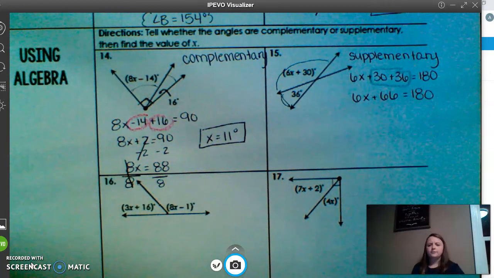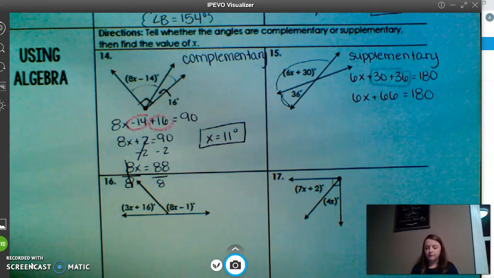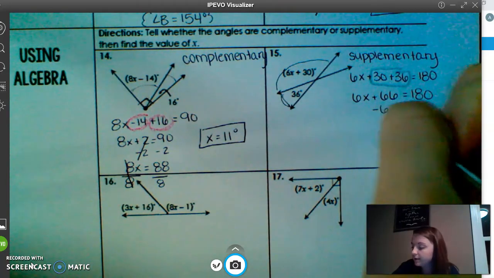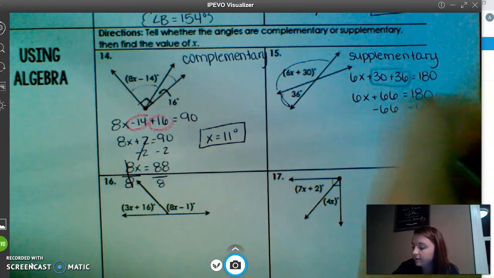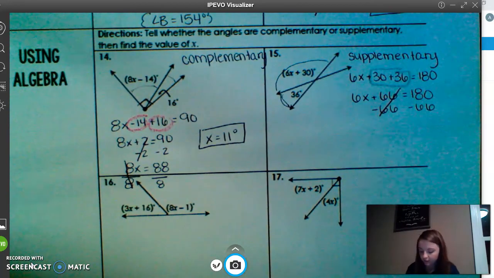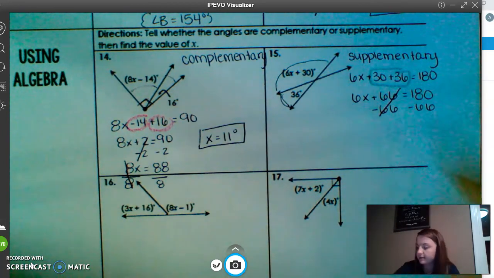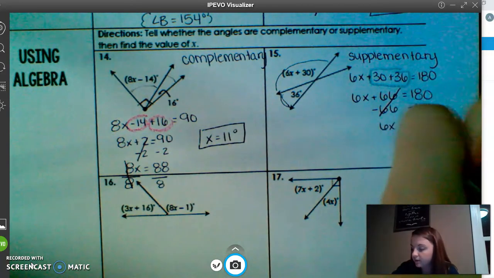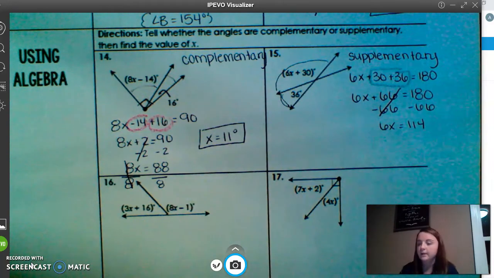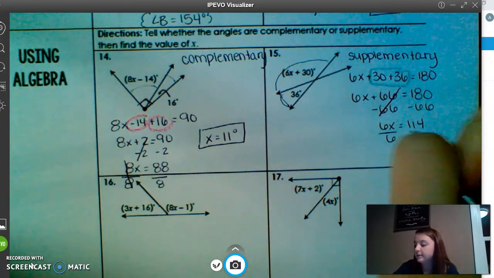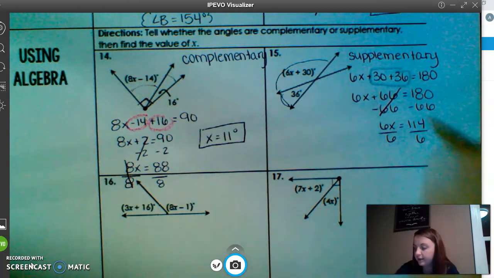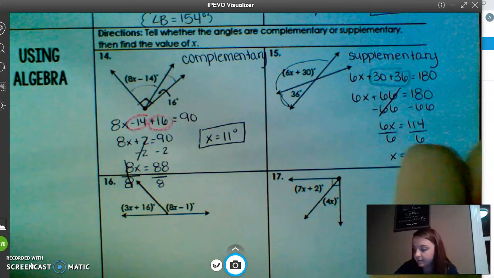Well, what would I do first? How would I solve that? If you said subtract 66 from both sides, you are correct. Those cancel. And 180 minus 66 is 114. So I've got 6x equals 114. Divide both sides by 6. And you get x equals 19.